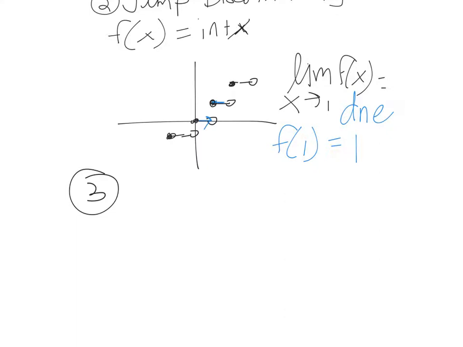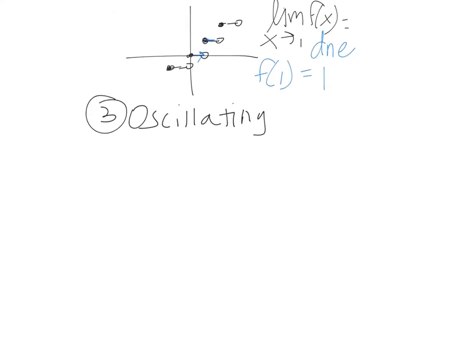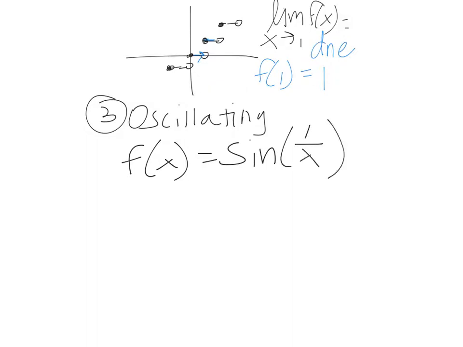All right, this one is called, we don't see this one that often, it's oscillating. Oscillating discontinuity. Okay. We haven't seen this yet this year, I don't think. A really good example that they use all the time would be f of x equals the sine of 1 over x. Okay. As you can see here, the domain would be all reals except x is 0.